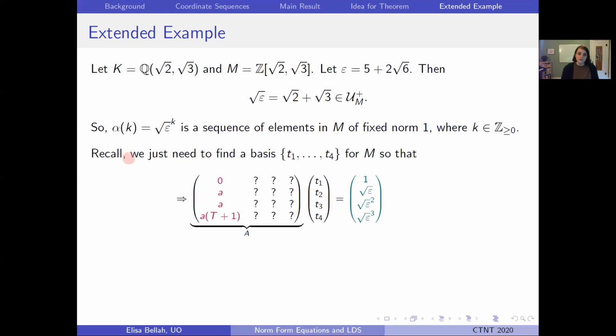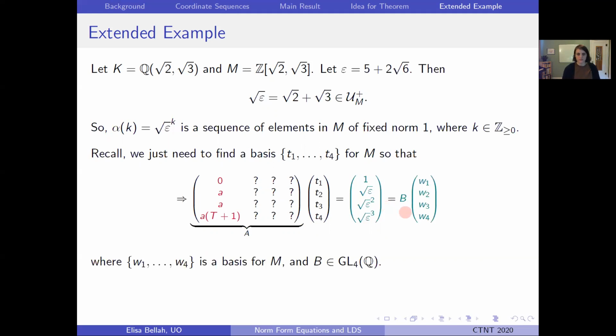And recall what we need to do is find a basis for this module so that I have the correct initial conditions, which are here in the first column of my matrix. So the trouble now is that this vector over here is no longer a basis, but it does form a basis for a finite index submodule. So if I write this in terms of some basis for my entire module, then this matrix B should be in GL4Q. And so really all you need to do is multiply on the left-hand side by B inverse, and then show that you can fill in A so that B inverse times A is in GL4Z, and that will give you a basis for M.